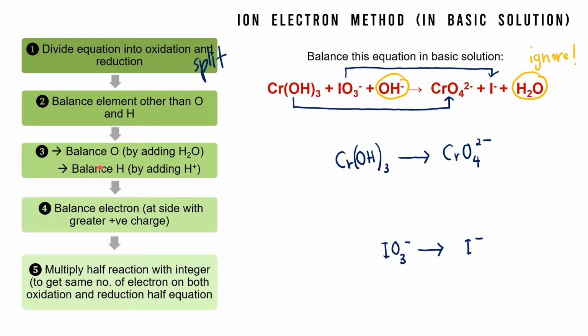And then we go to step 3. Balance oxygen by adding water and balance hydrogen by adding H+. So check for the oxygen first. We have 1 oksigen darab dengan 3. So maksudnya 3 oksigen di sebelah kiri, dan kita ada 4 oksigen di sebelah kanan. So maksudnya 4 dengan 3. It is imbalanced. Tak balance lah. So in order to balance the amount of oxygen, apa you kena buat? You have to add water.